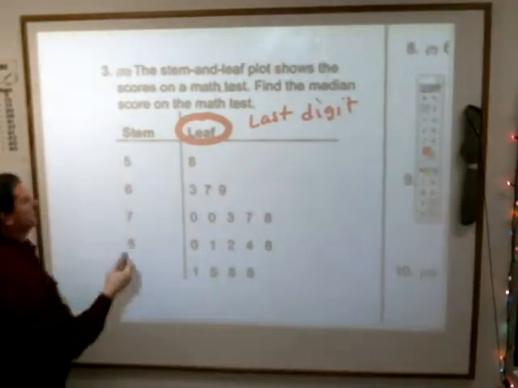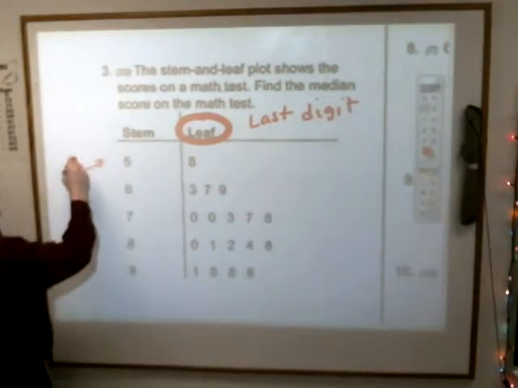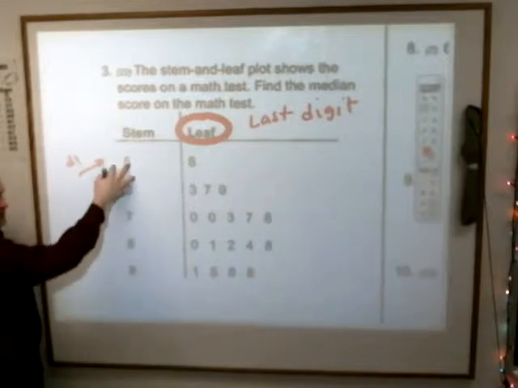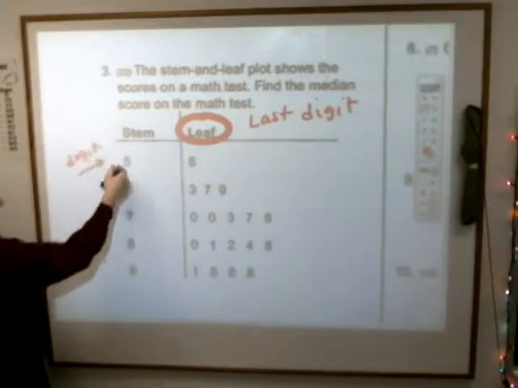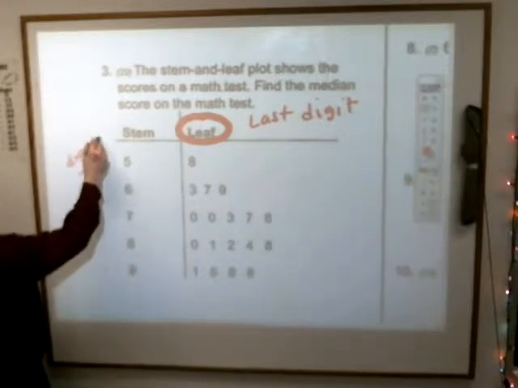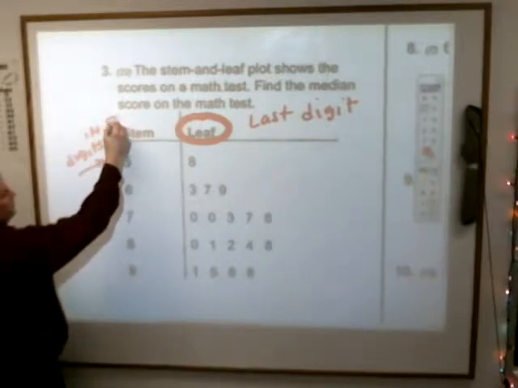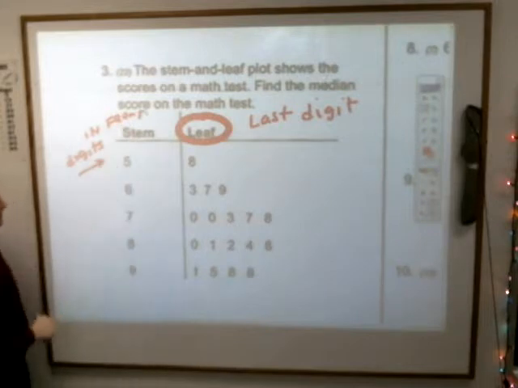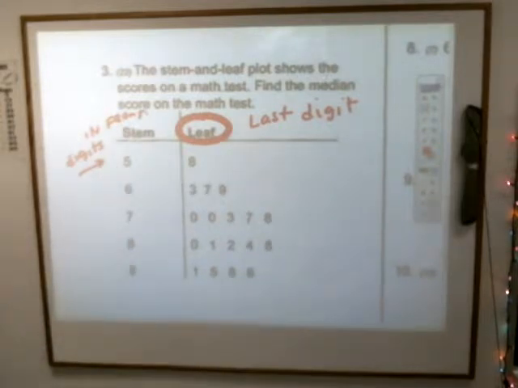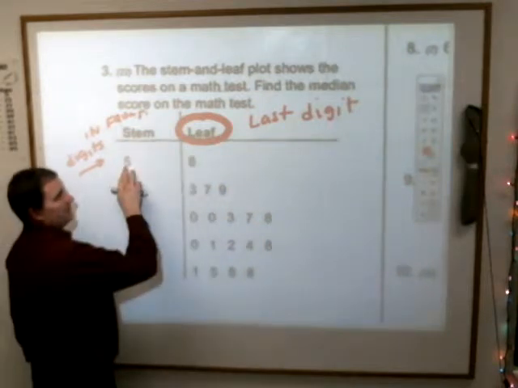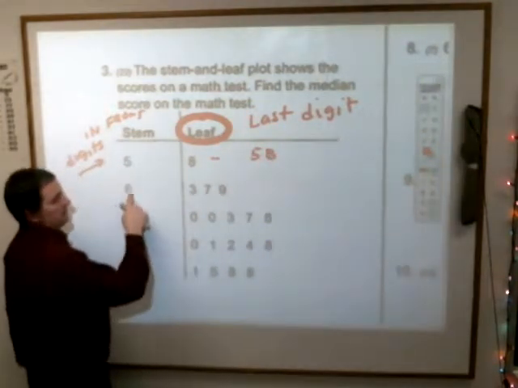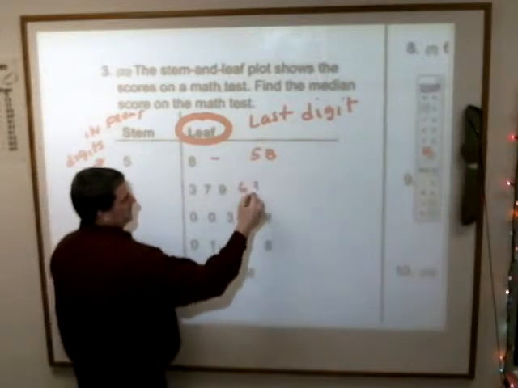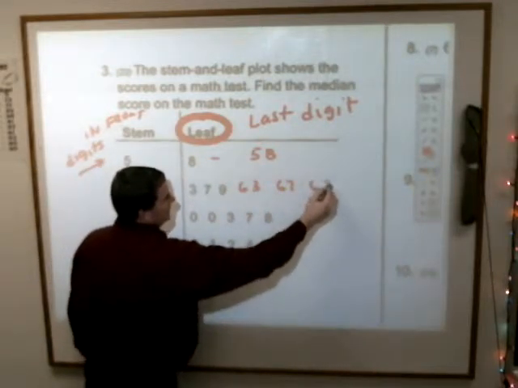The stem is the first digit, the digits in front, because this could be 10, 11, 12. You could have any number of digits here, but in this case, it's only one digit, so it makes it pretty easy. In other words, it's really just a way to organize numbers. This 8 and this 5 in front of it means you have 58. This 6 in front of those means you have the numbers 63, 67, 69.